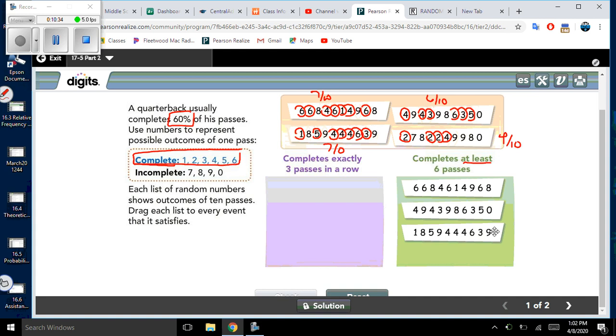In the purple section, what we want is exactly 3 in a row. Here we have 4 in a row on my first one, so that doesn't work. On my second one, looking downward, I have 5 in a row, so that one doesn't work. On this one right here, here's my 3 in a row, so that one works. And then here again we have 3 in a row, so that one should work. So the 2 that should work are the 2 on the right.